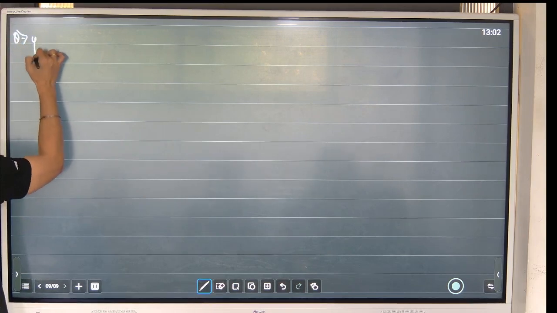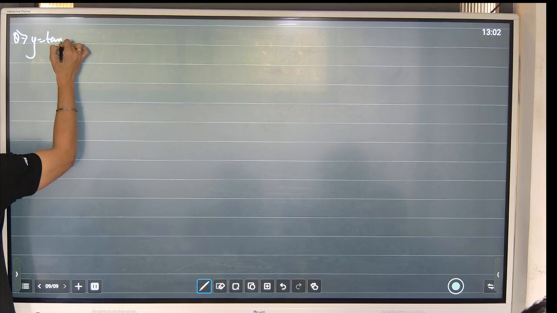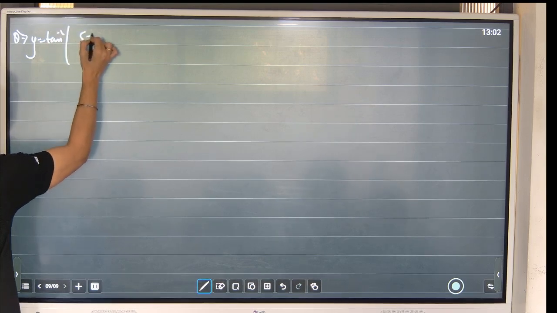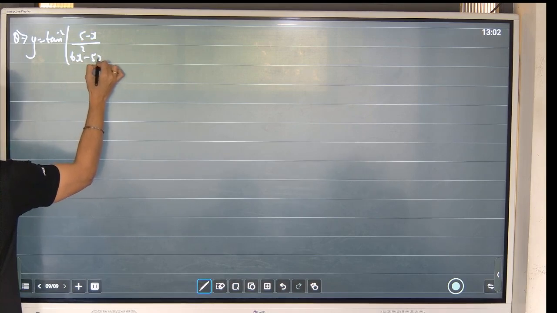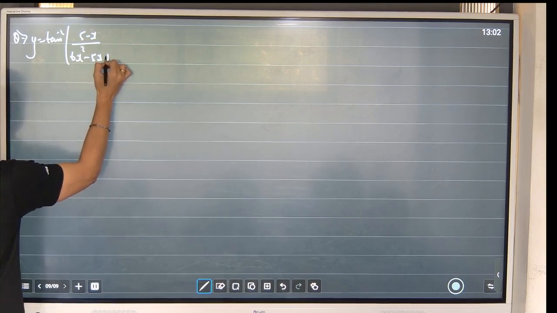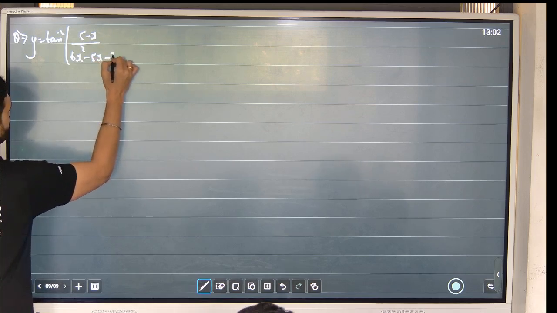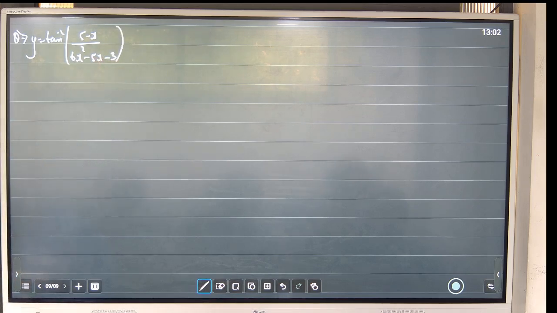Okay. Now after this you can start writing tan inverse of (5 minus x) upon (6x square minus 5x minus 3). 6x square minus 5x minus 3. Yes, 5 minus x. Perfect question.